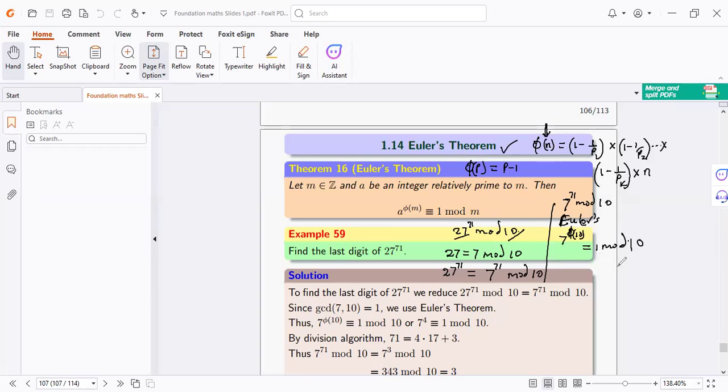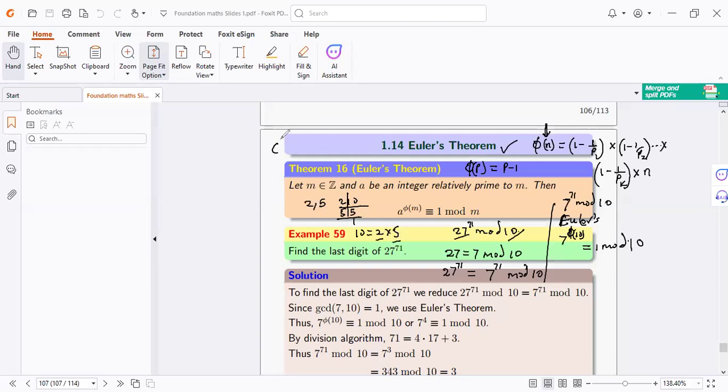So this 10 here is not prime. Therefore, what is phi of 10? The prime factors of 10 are 2 and 5. You can find that by factorizing 10 into its prime factors. 2 will go there 5 times, and 5 will go there once. So 10 is just 2 times 5, and these are the prime factors.